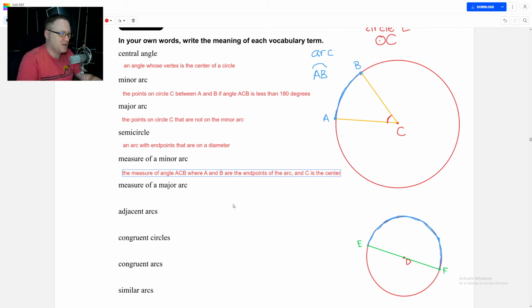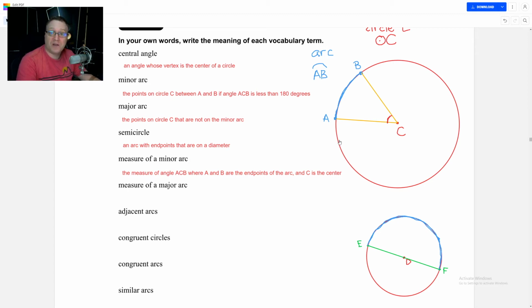I'm just going to write center. So the measure of angle ACB, where A and B are the endpoints of the arc, and C is the center, well, then the measure of this angle is the measure of the minor arc. See that? A, B, C. So this angle is called the measure of the minor arc.